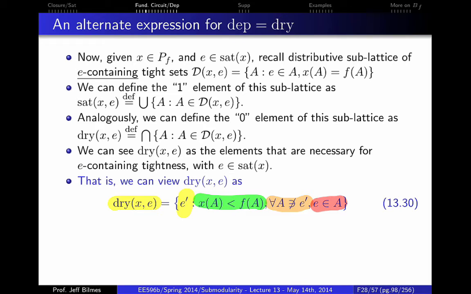So it's all elements E prime, right? That's saying that if you're a set that contains E, but you don't contain E prime, you're not tight. So it's saying that it's the necessary element. So E prime is necessary for tightness. If you're an E containing set, but you don't have E prime in it, you're definitely not tight. There are the E containing sets that are tight, and there are the E containing sets that are not tight. And what it's saying is that if you are an E containing set that is tight, you must have all of the elements in dry in you. You must be a superset or equal to dry.